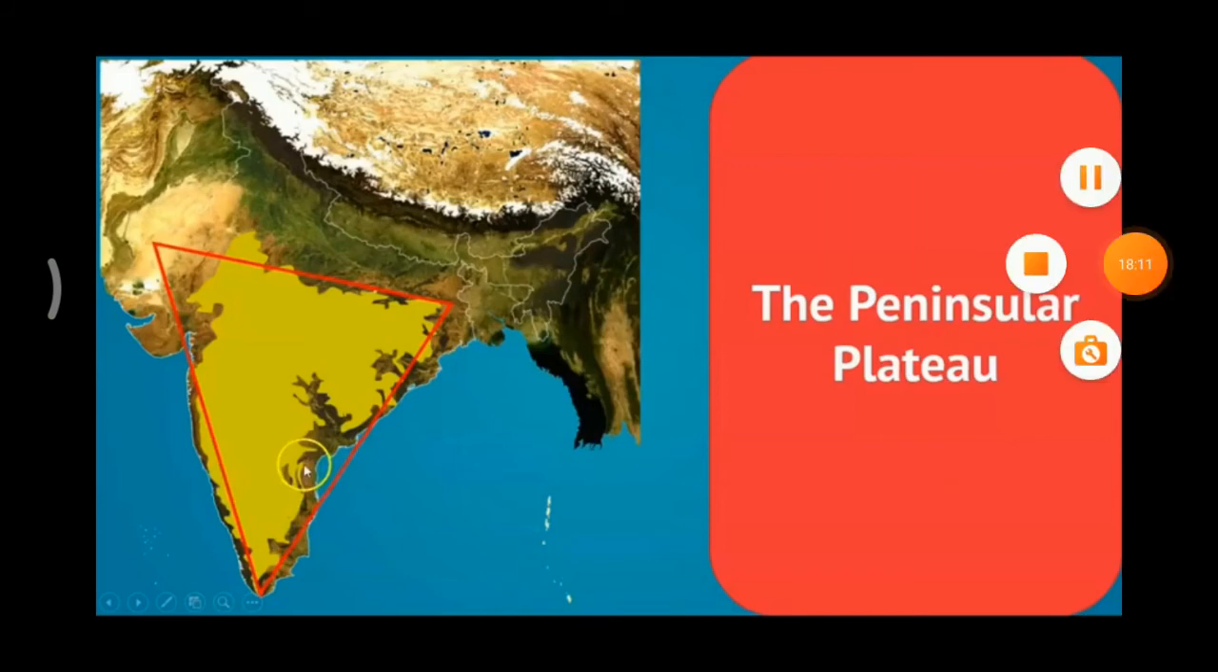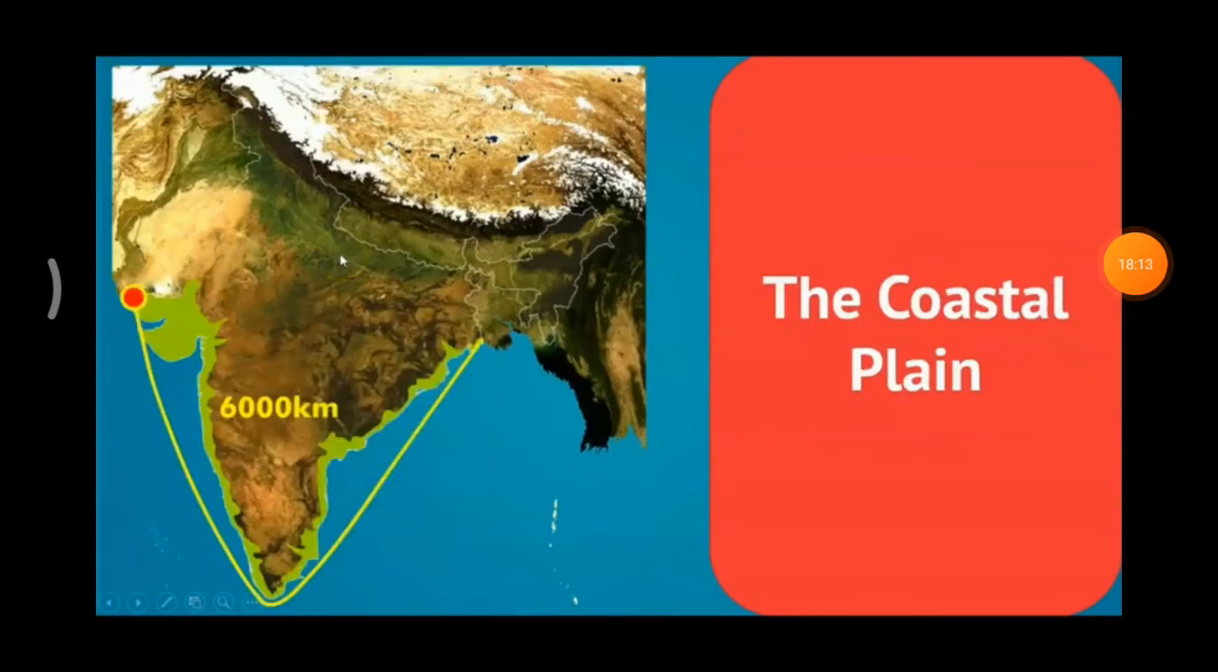Next one, coastal plain. The peninsular plateau of India is flanked by narrow coastal plains of varied width from north to south. The Indian coastal plains are divided into two divisions, Western coastal plain and Eastern coastal plain. Western coastal plain lies between the Western Ghats and the Arabian Sea. Boys, don't forget, this Western coastal plain lies between the Western Ghats and the Arabian Sea. It extends from the Rann of Kutch in the north to Kanyakumari in the south.